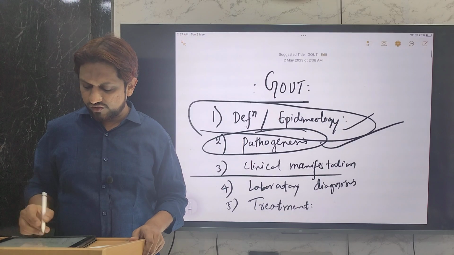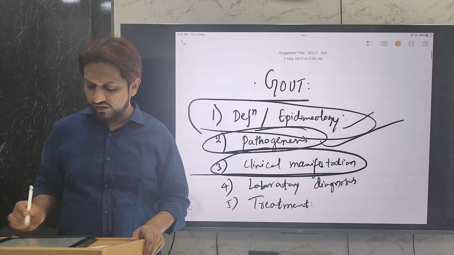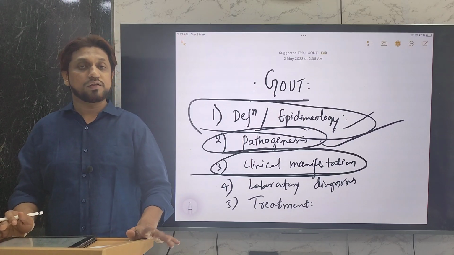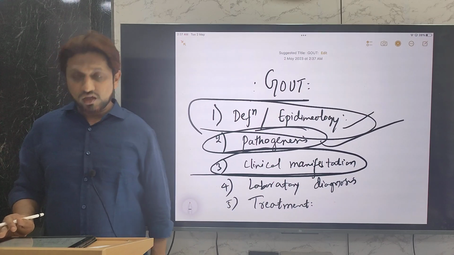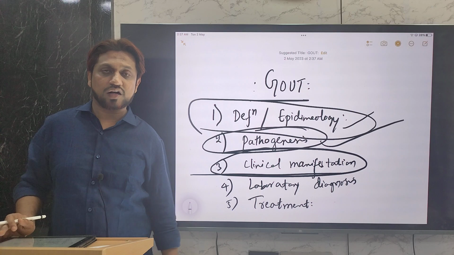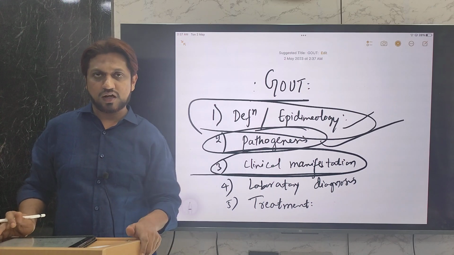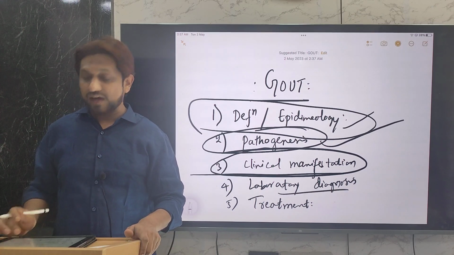So we have discussed the definition, pathogenesis and clinical manifestations. Now, how do we confirm that this particular condition is gout, and how do we differentiate it from other similar arthritis like psoriatic arthritis or septic arthritis? That is the laboratory diagnosis.